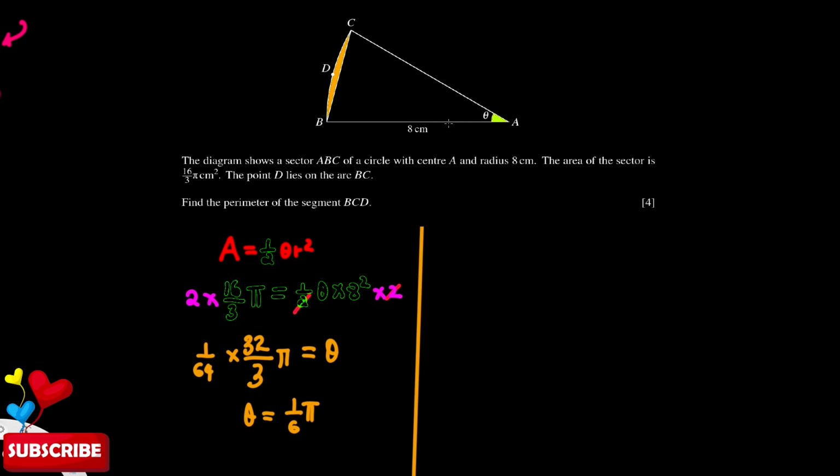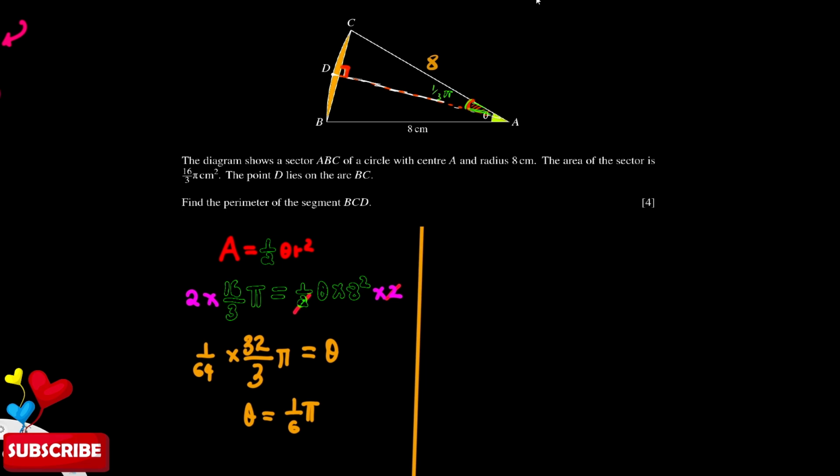Now that we have the angle, we can work out the length of the chord BC, because we are finding the perimeter of CBD. Let us now work out the chord of BC, that straight line. So we need to draw a line like that. So we need this particular part so that we can use this information to work out.